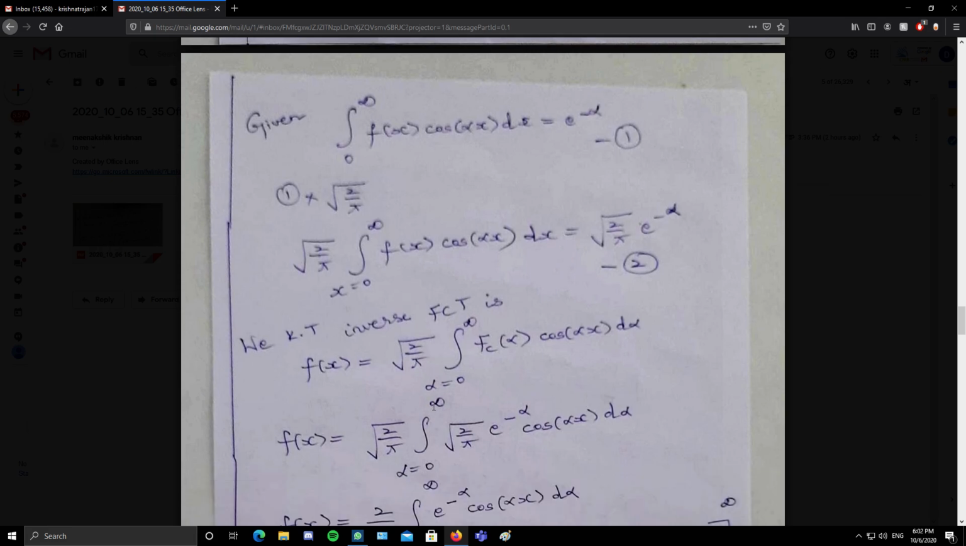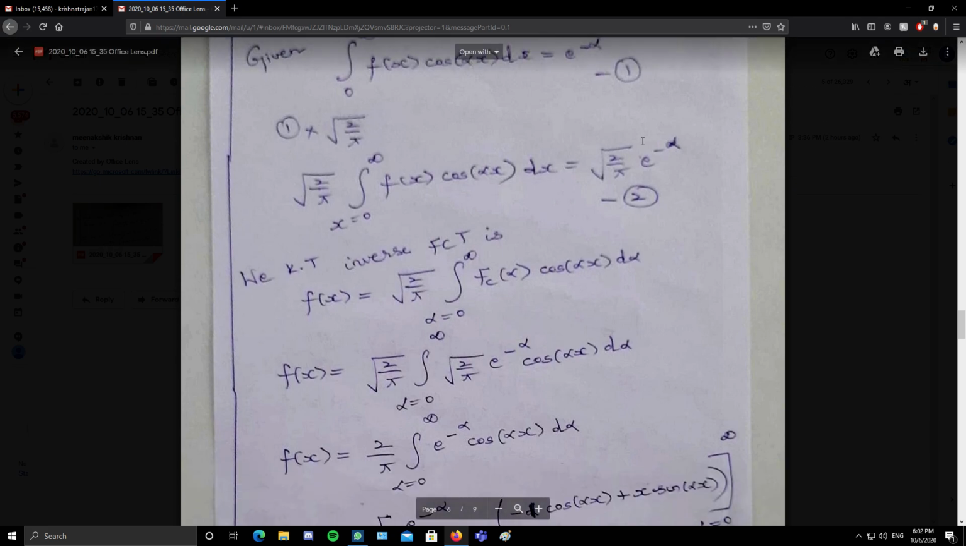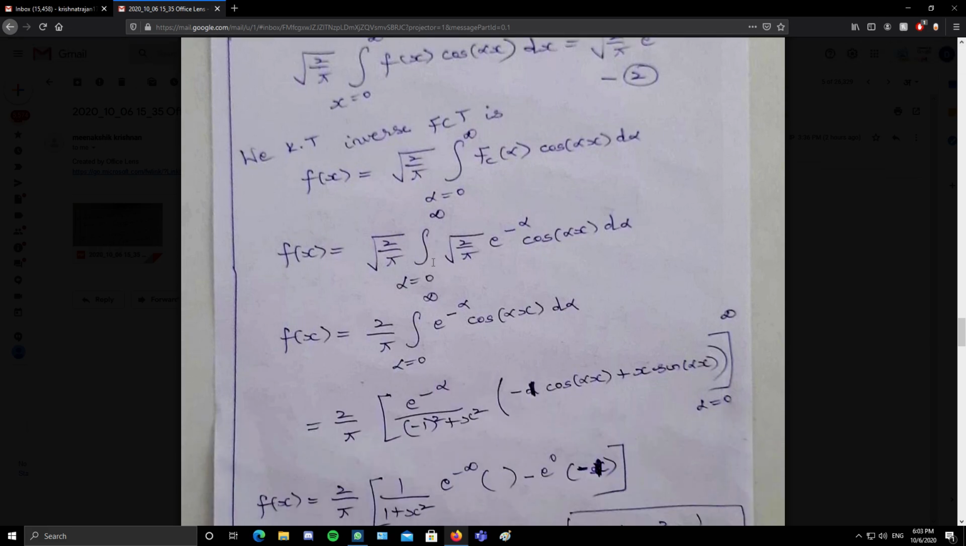So write the definition of the inverse cosine transform, that is f of x equals root of 2 by pi integral alpha equals 0 to infinity fc of alpha cos of alpha x d alpha. So what is fc of alpha? The left side is the cosine transform, root of 2 by pi e power minus alpha. That is substituted here. So f of x equals root of 2 by pi integral alpha equals 0 to infinity root of 2 by pi e power minus alpha cos of alpha x d alpha.